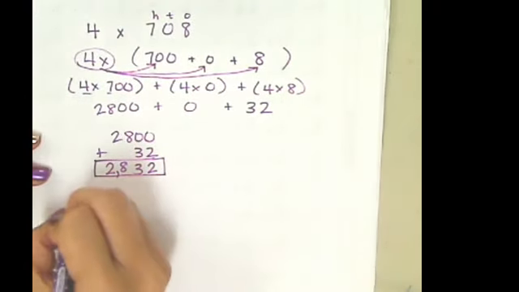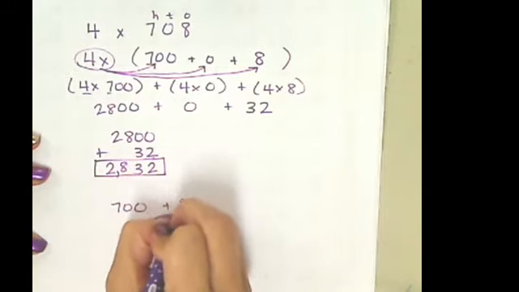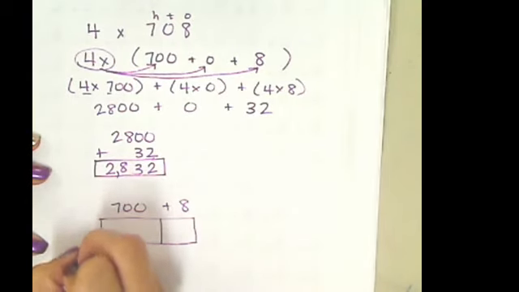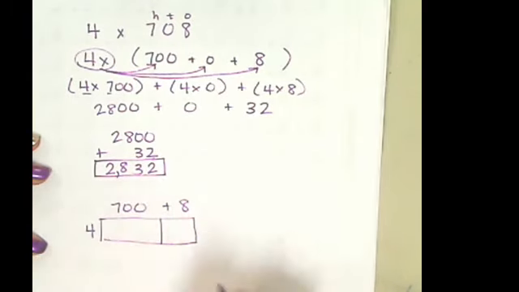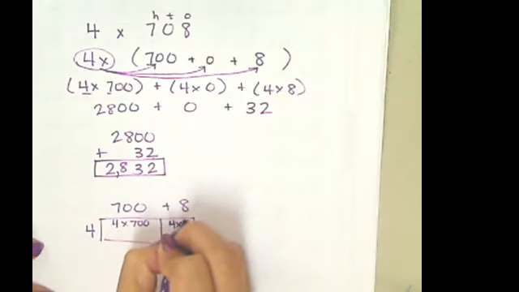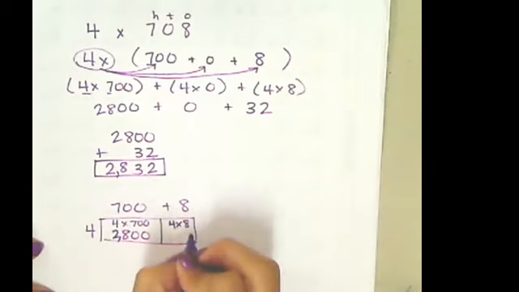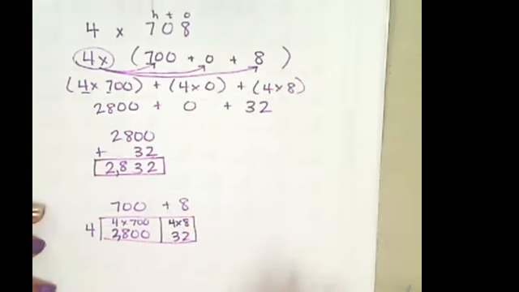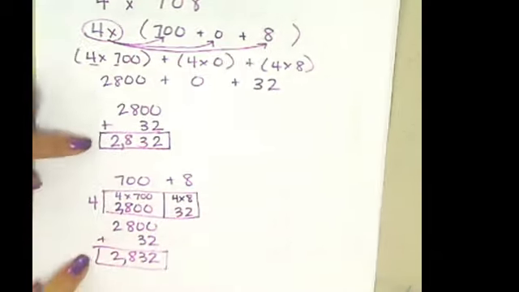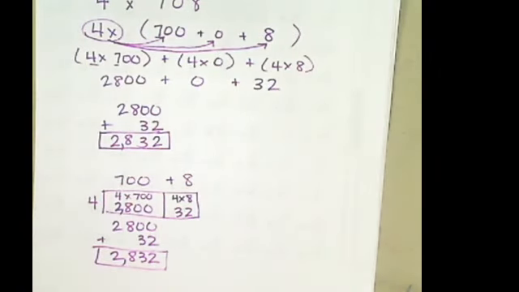If you did it the other way, I'll just simplify it so you can see. Four times 700 and 4 times 8. Okay, add them up. You get the same product. Okay, so again, last time, it doesn't matter what method you choose as long as you show your work for everything.